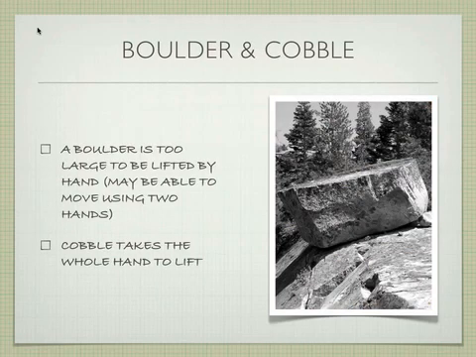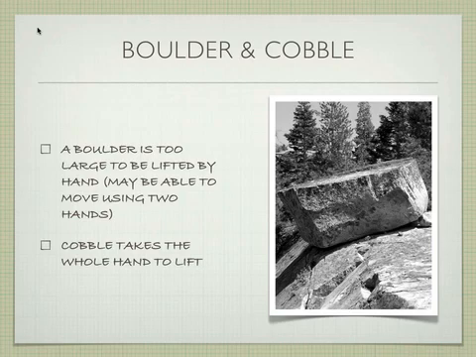As we move on, the rocks can be broken down into boulder and cobble. A boulder, by definition, is too large to be lifted by one hand. You need at least two hands, or maybe a forklift, or maybe you can't move it at all. So something like this, moved by glaciers, would qualify as a boulder.